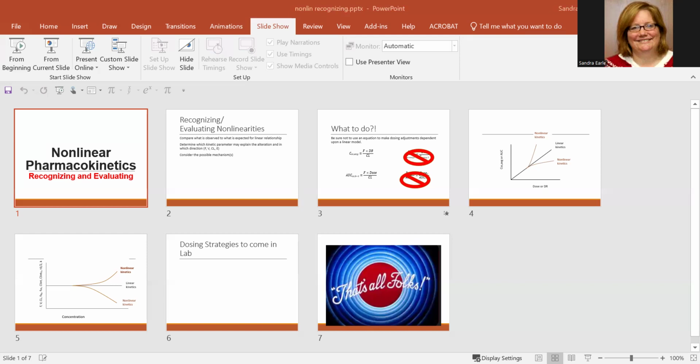So in linearity, as your dose or dose rate increases, you're going to get a proportional increase in your CSS average or your area under the curve. This is linear, right? Nonlinear could mean that as you increase the dose, the CSS average or area under the curve doesn't increase as much as you thought, or it could increase more than you thought, right? This is what's happening with phenytoin. And that's why this is dangerous, because small changes in the dose or the dose rate can make large changes in the CSS average that we don't expect.